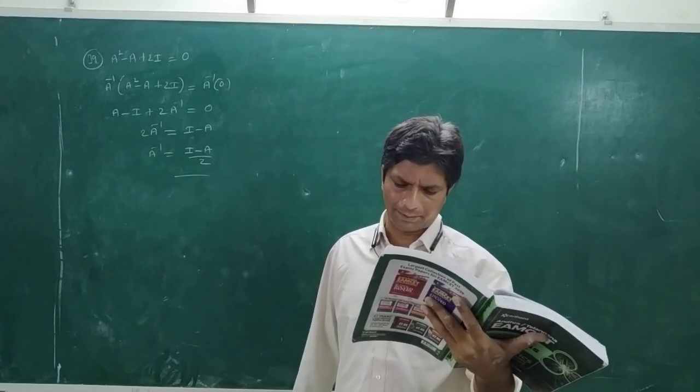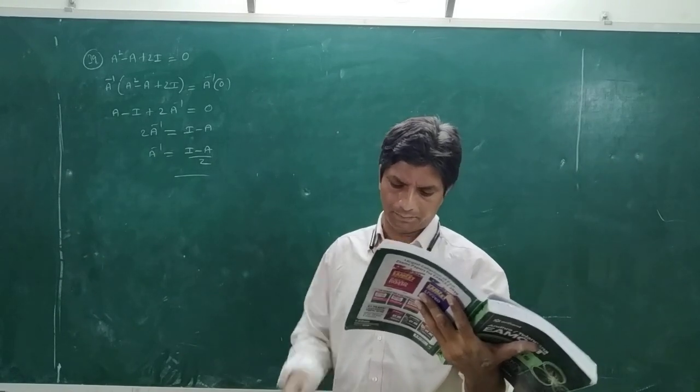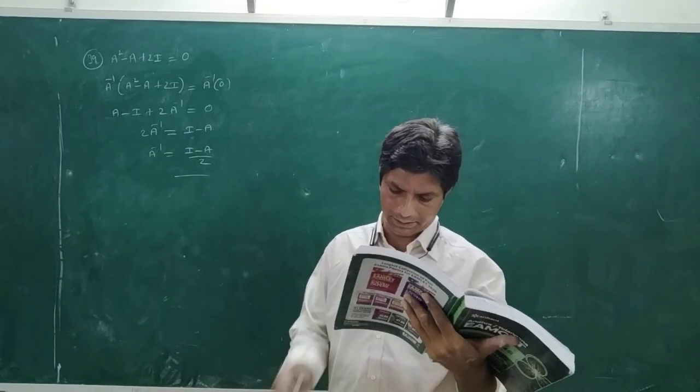Problem number 40. Capital A is given as f of x. Find A inverse. You can find the solution simply. Next, 41.